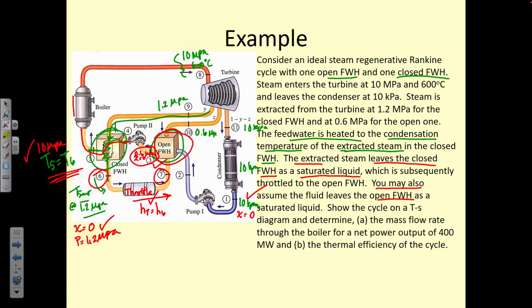State 2, how do we find state 2? The pressure is 0.6 megapascals. How do we find the enthalpy? We do the work of the pump, right? So H2 is going to be equal to H1 plus V1 times (P2 minus P1). So now at state 2 we know the enthalpy, which leaves us with states 9, 10, and 11. How do we find the enthalpies at 9, 10, and 11?